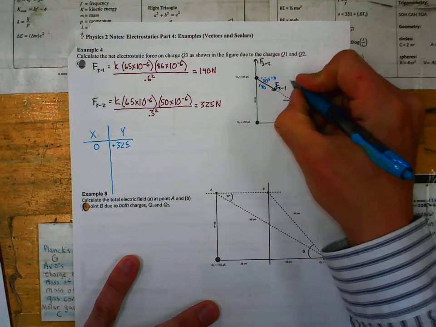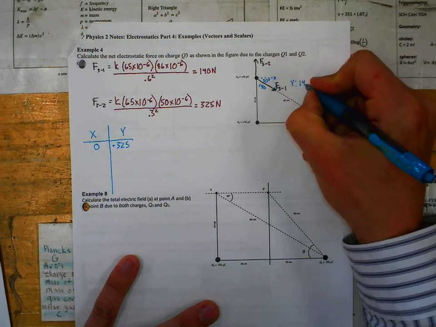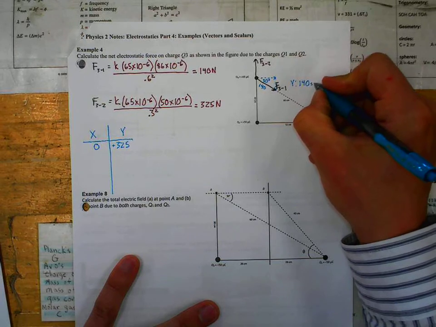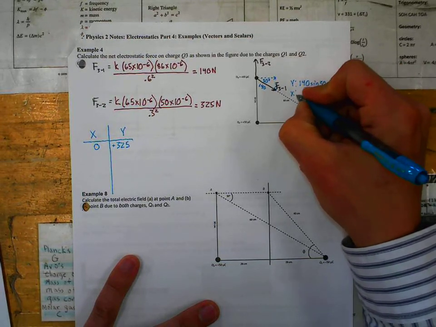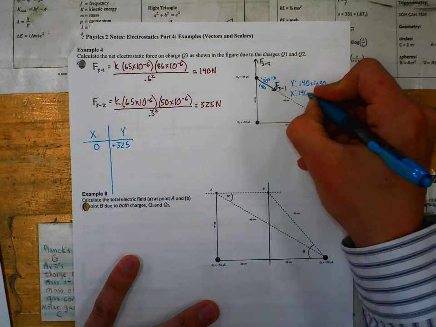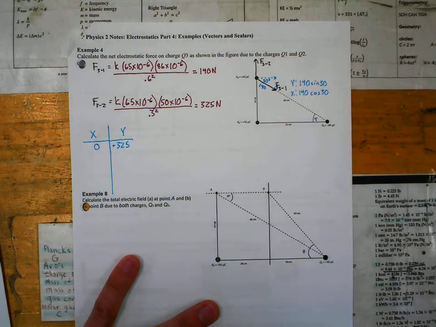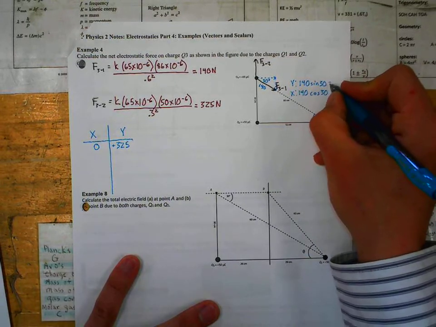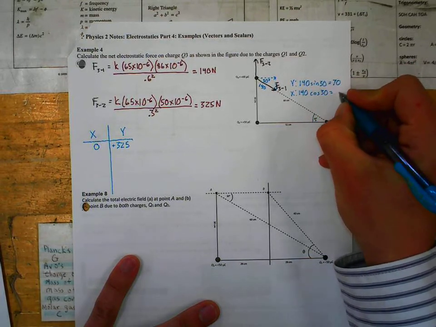So the Y component is going to be 140 times the sine of 30, and X is 140 cos 30. And if you punch those in, this comes out to 70, and this comes out to 121.